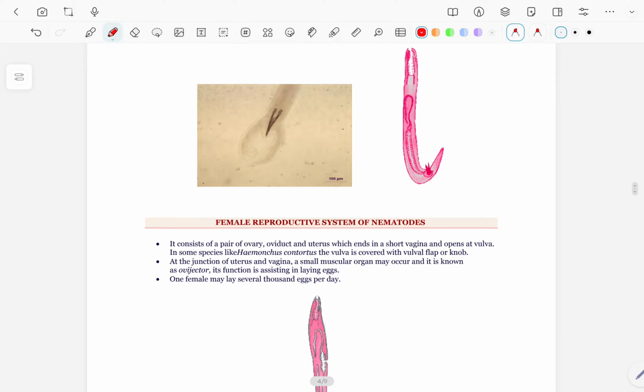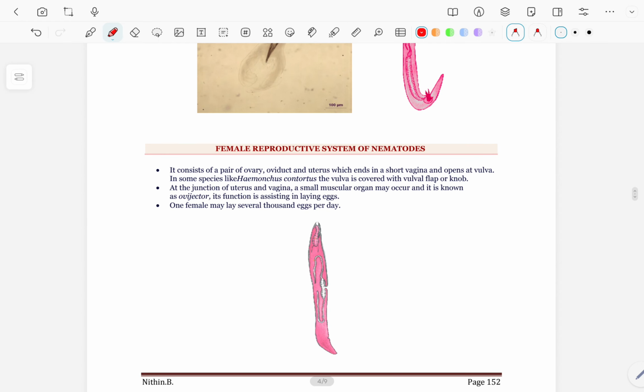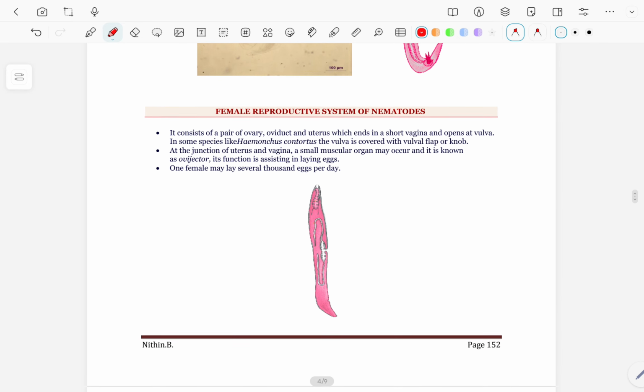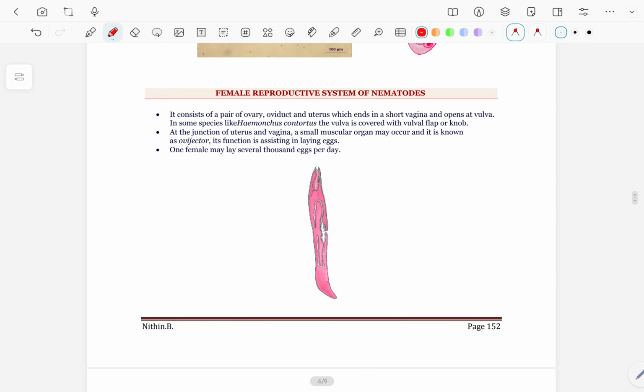Female reproductive system of nematodes. It consists of a pair of ovaries, oviducts, and uterus, which end in a short vagina and open at the vulva.